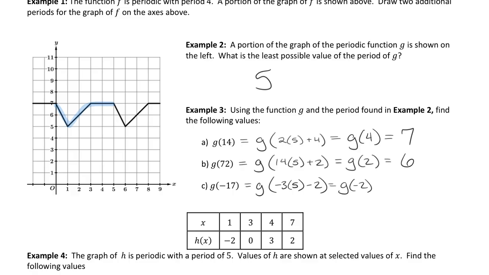Can we see negative 2 on my graph to evaluate? No. Oh, wait, I said negative 2. Yes, to the left. We actually can see it because it would be right here, correct? What's the output value?